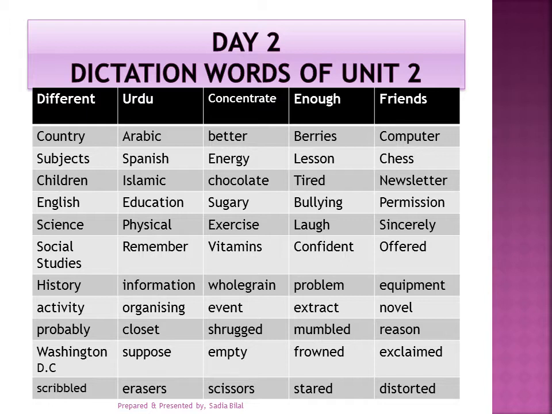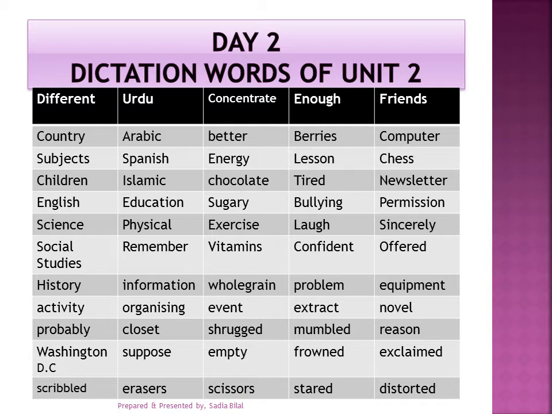In your first column the words go as: different, country, subjects, children, English, science, social studies, history, activity, probably, Washington DC, scribbled. Column 2: Urdu, Arabic, Spanish, Islamic, education, physical, remember, information, organizing, closet, suppose, erasers.